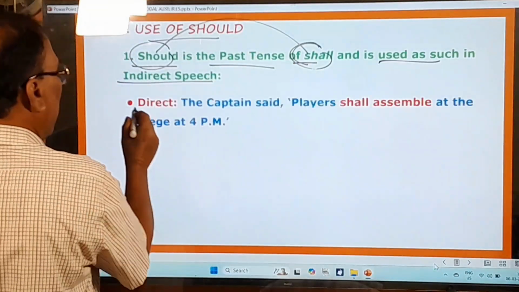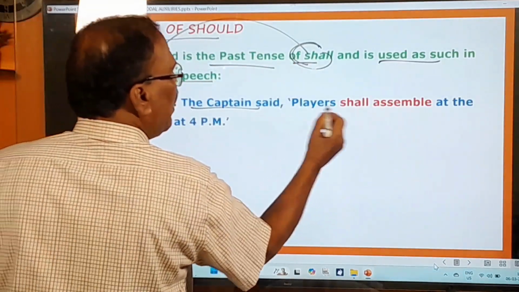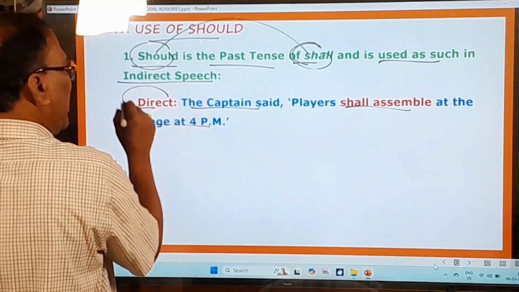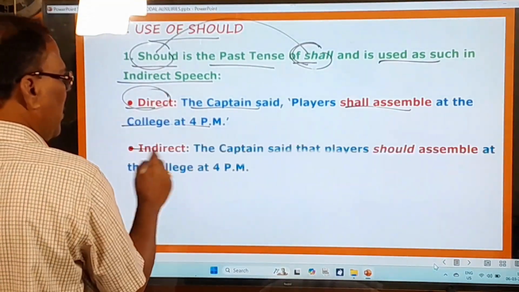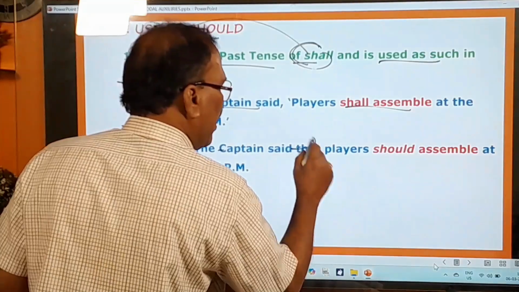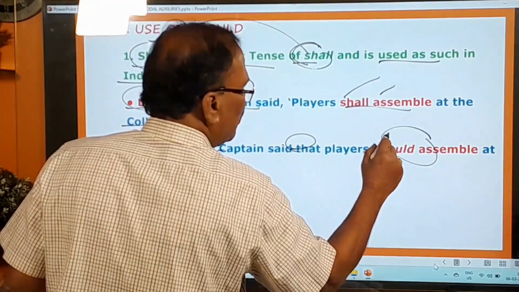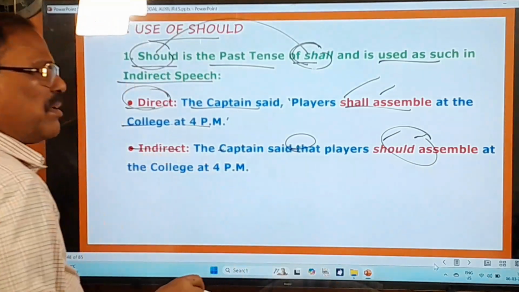So here direct. The captain said players shall assemble at the college at 4 p.m. So this is the direct speech. So in the indirect speech, what happened? The captain said that players should assemble. Shall assemble, future tense. Should assemble, again future tense.